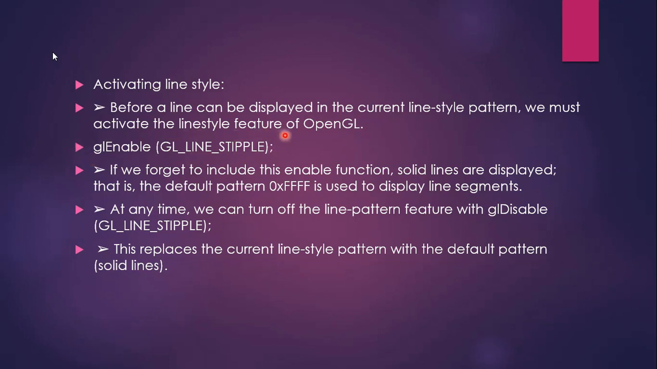Suppose you forget to enable GL_LINE_STIPPLE, what happens? If we forget to include this enable function, solid lines are displayed. That is the default pattern, FFFF, used to display line segments. That means if you are not writing glEnable GL_LINE_STIPPLE, you will get a complete solid line. All 16 bits will be ones, that means all 16 bits are on, so you get a complete line.